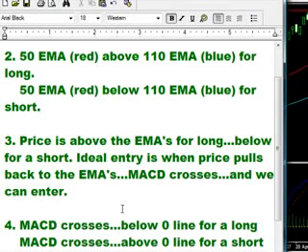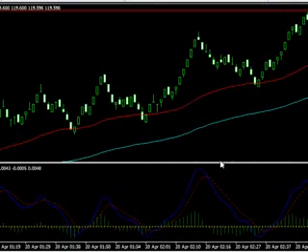And the last rule is the MACD: when they cross, it has to be below the zero line for a long and above the zero line for a short. And we'll go through those examples now. So this is today, April 20th, and we had 3 trades right in a row, which is quite unique, but they happened.